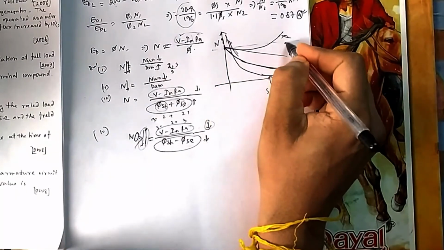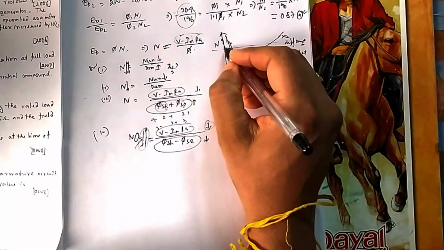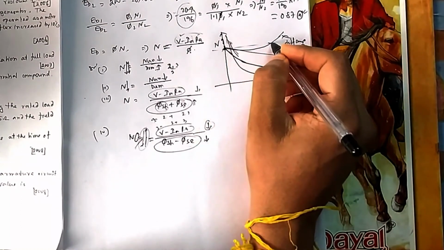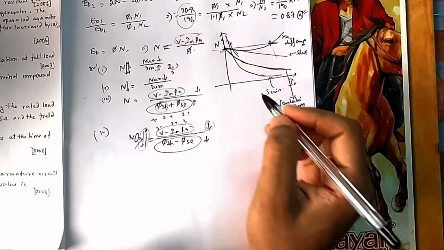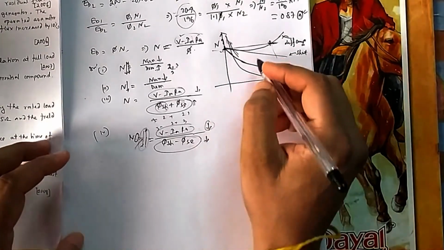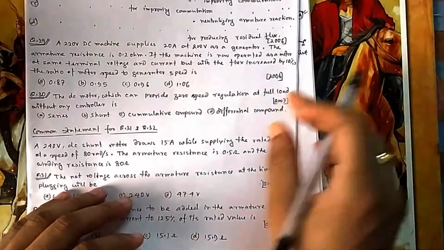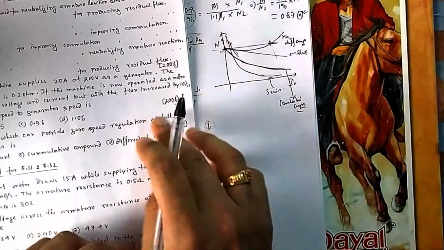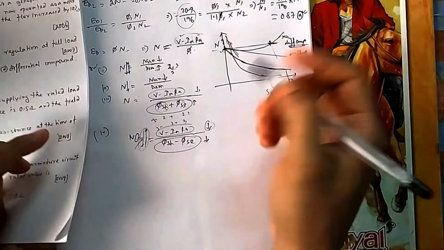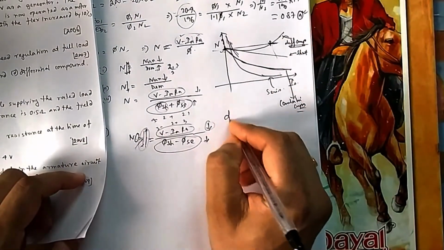So that is known as differentially compound. You can see the speed change here from 0 to full load. Suppose the full load is here; if I keep my full load here, then we get 0 voltage regulation. So this is possible if I provide full load here. The machine which can provide 0 voltage regulation without using any controller is the differential compound. Inherently it has this property. That's why that is option D.